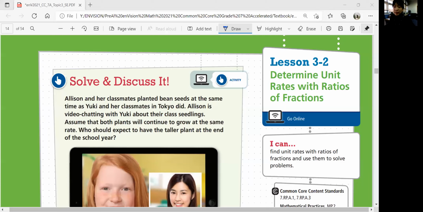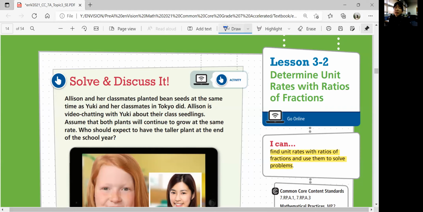Hi, this is Pre-Algebra, Topic 3, Lesson 2. Determine unit rates with ratios of fractions. In this lesson, you will find unit rates with ratios of fractions and use them to solve problems. Specifically, you will find unit rates with ratios of fractions, and you will use unit rates to solve multi-step problems.